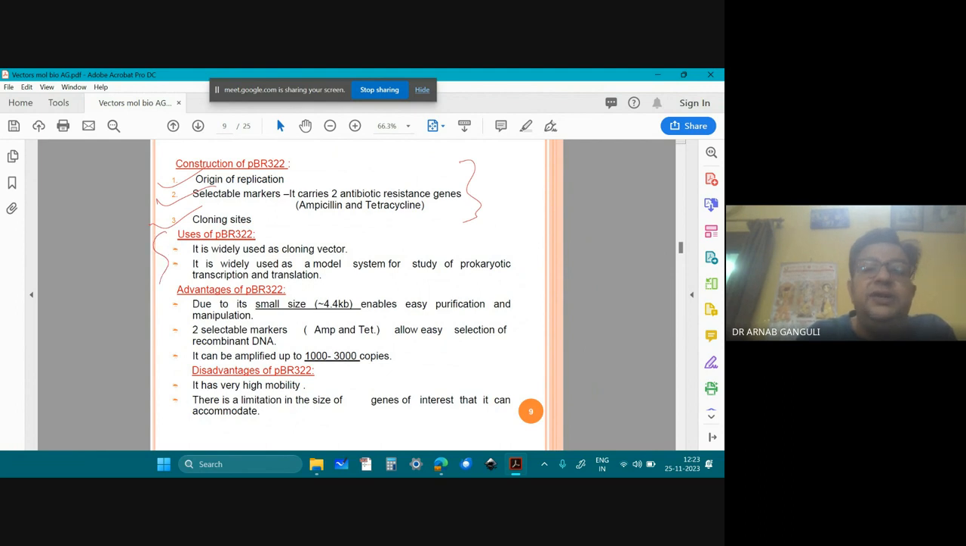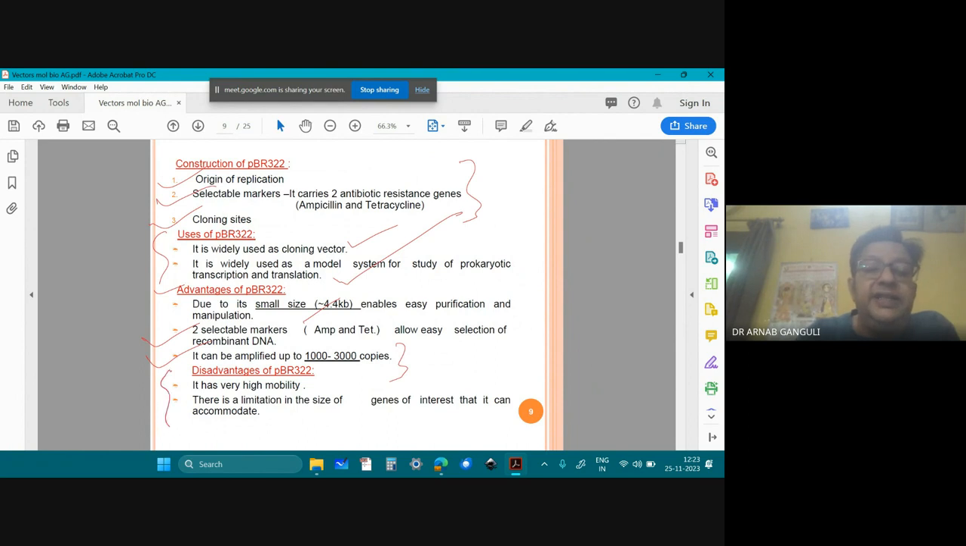It is a widely used cloning vector, and it is used as a model system for the study of prokaryotic transcription and translation. Advantages: small size, very easy purification and manipulation. It has 2 selection markers, so you can get a double whammy. It can be a high copy number, 1000 to 3000 copies can be formed in one bacterial cell.